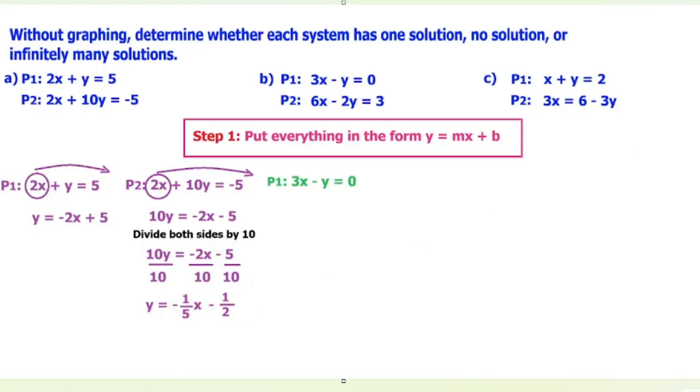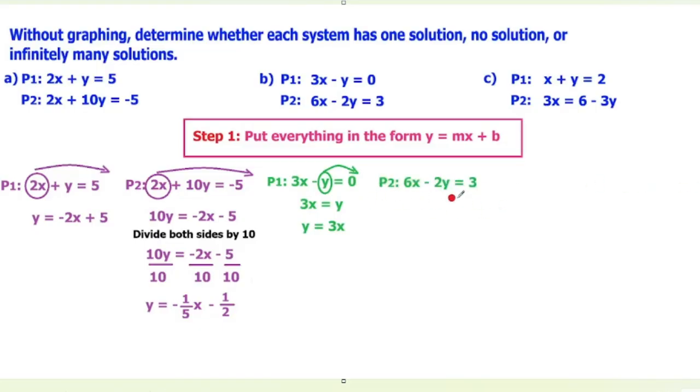Okay, so let's move on to B and do the same thing. So 3x minus y equals 0. We'll move over the 3x. Oh, well, in this one, we'll move over the negative y because it's the easiest thing to do. So then it becomes 3x equals y. And that's the same as y equals 3x.